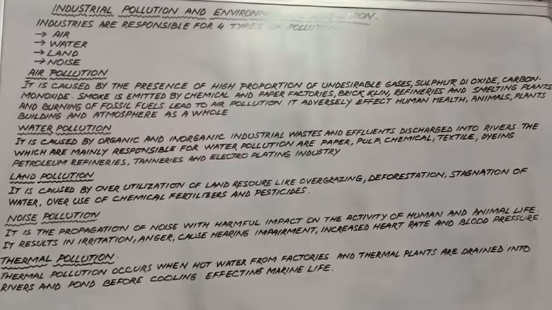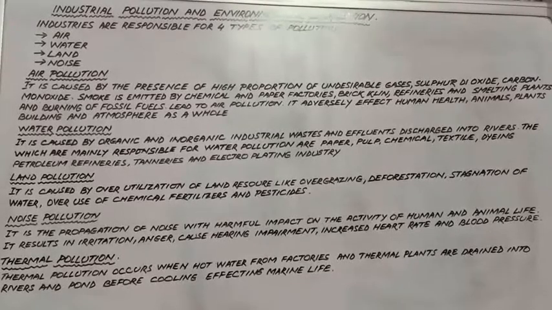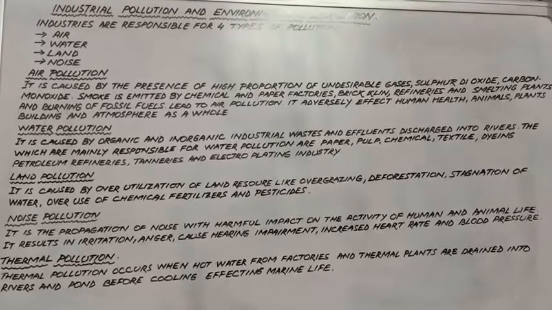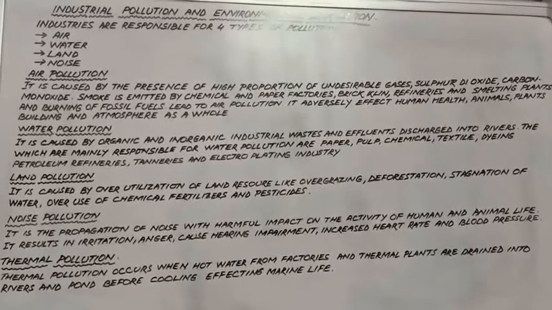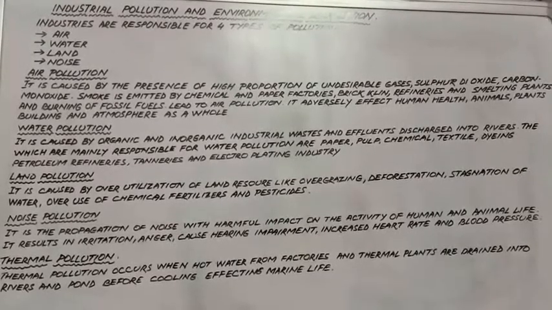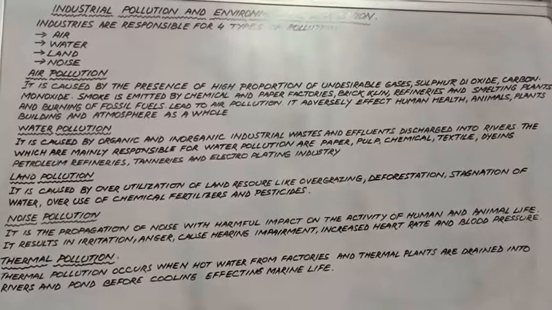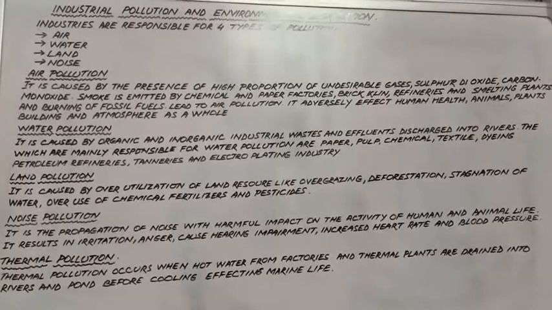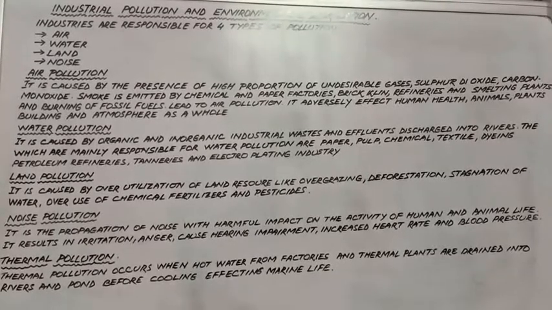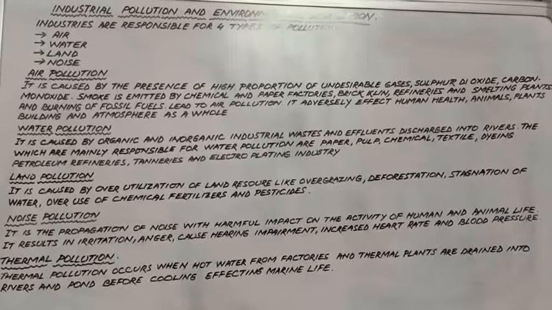And the final pollution is thermal pollution. Thermal pollution occurs when hot water from factories and thermal plants is drained into the rivers and ponds before cooling, and it affects the marine life. Now, if hot water from the factories is thrown into the river without cooling it down, the river water gets affected, and the marine life, plants and animals in the rivers or lakes or ponds will die. So we have to take utmost care of these.